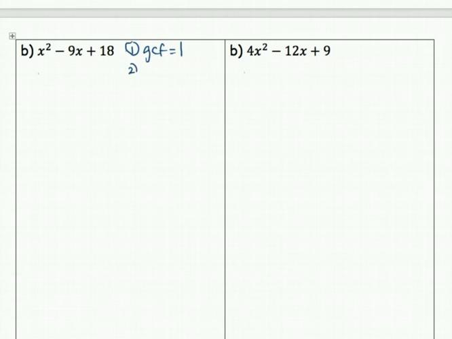Case 2, go to your product sum table. So the sum of -9 and the product of AC, which is positive 18.